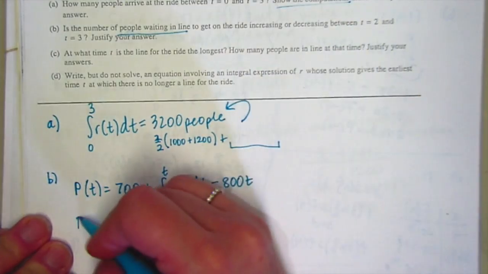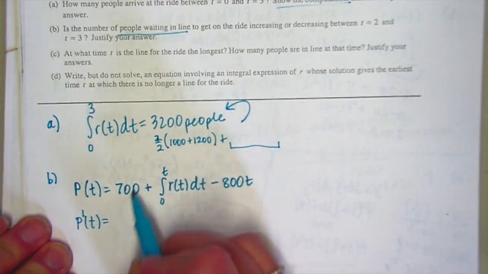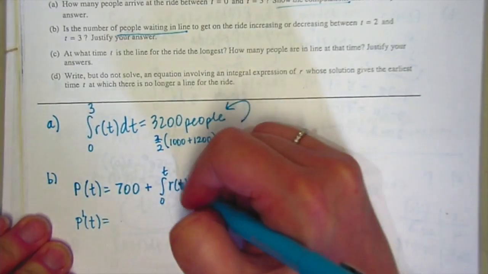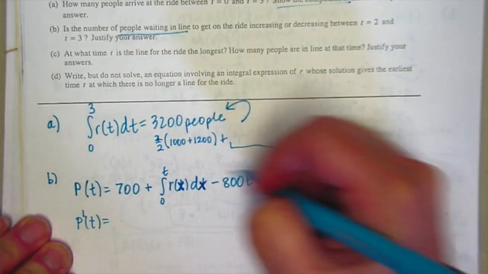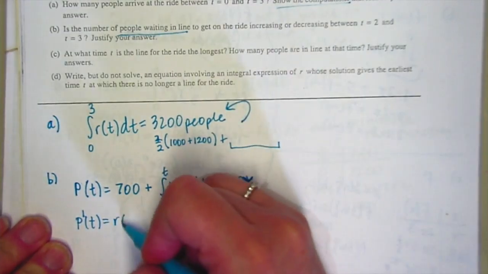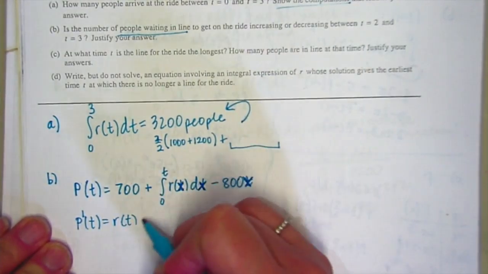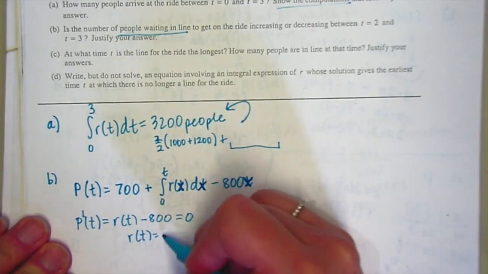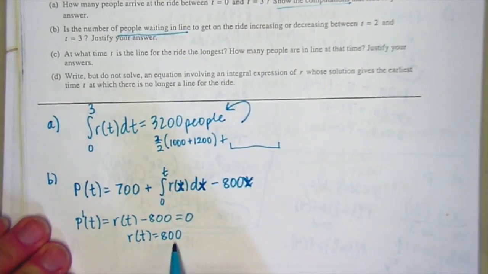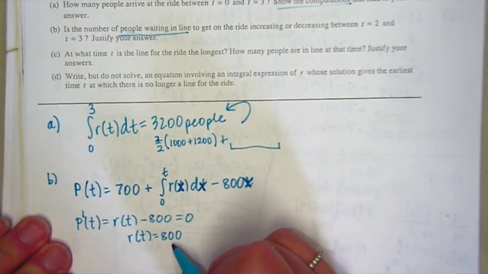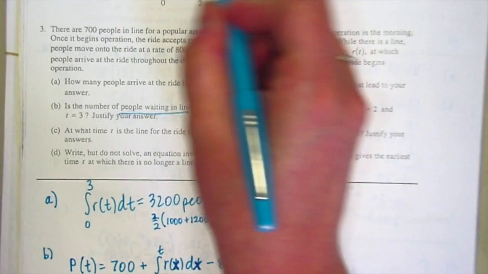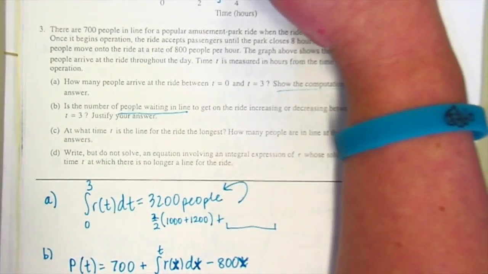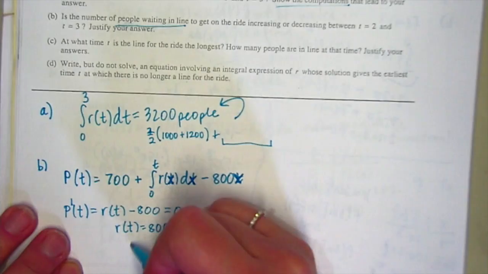So I would do p prime. The derivative of this is 0. The derivative of this is poor notation. This should say r of x. This should say x. Would be r of t, based on the fundamental theorem, minus 800. I'm going to set that equal to 0 for any critical numbers, and basically whenever r of t, which is the picture, is equal to 800, I have a possible maximum value for the time in line. So here at 800, this is bigger than that, so it's probably going to be at t equals 3, right here, that people max out how many are in line.